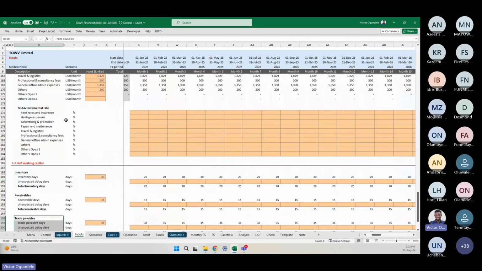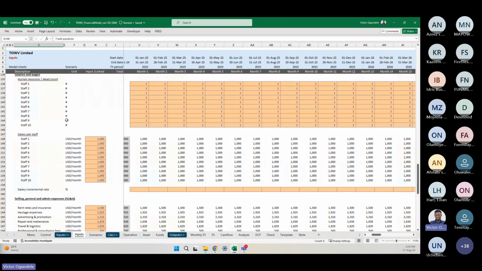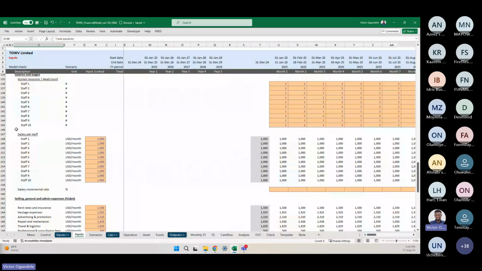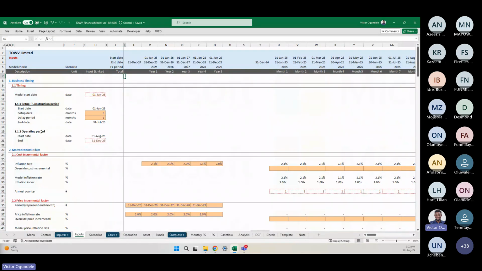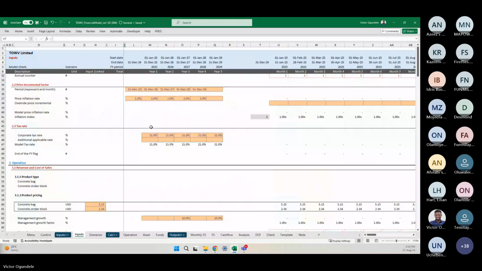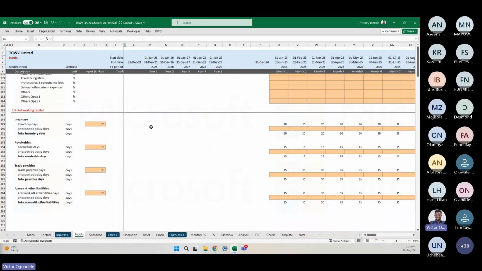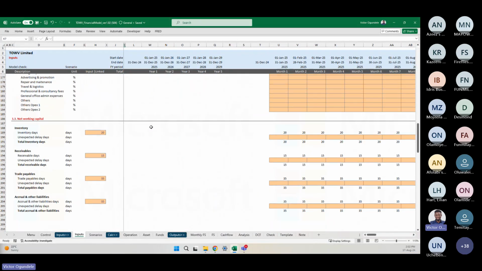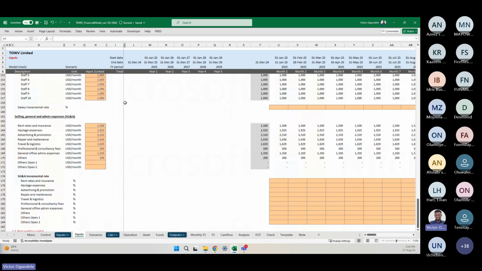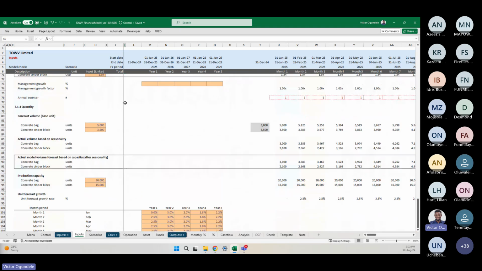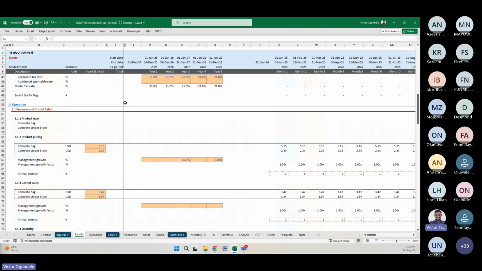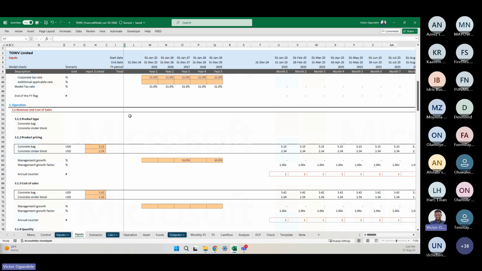Okay, so I think we are good with this. All right. Is it making sense? So we have our net working capital, we have our operating expenses, we have our revenue, and our cost of sales under our operation.